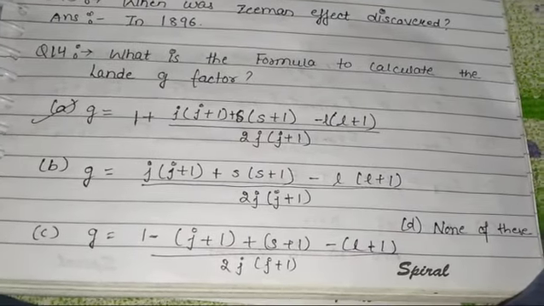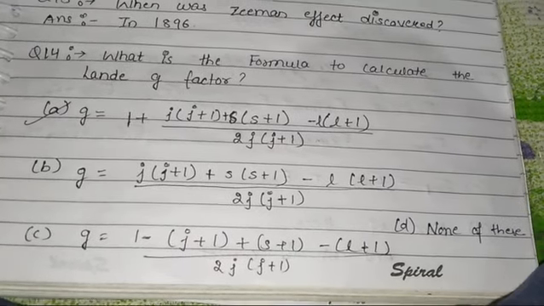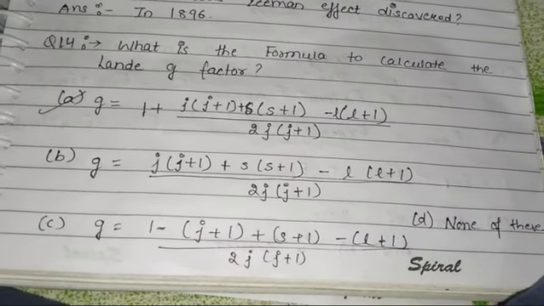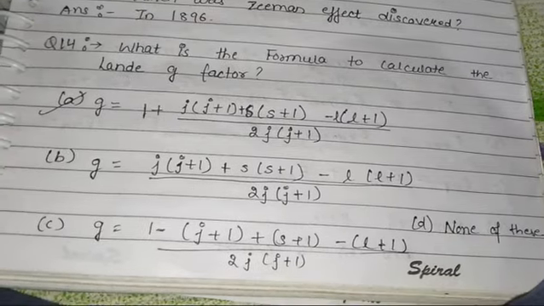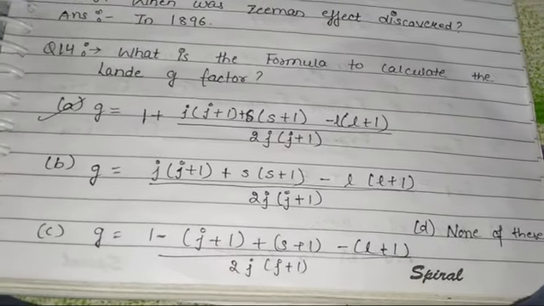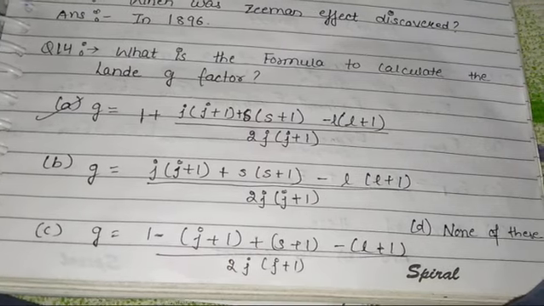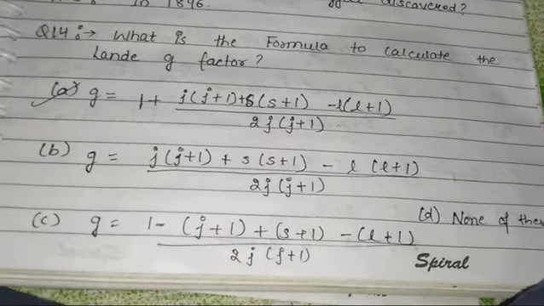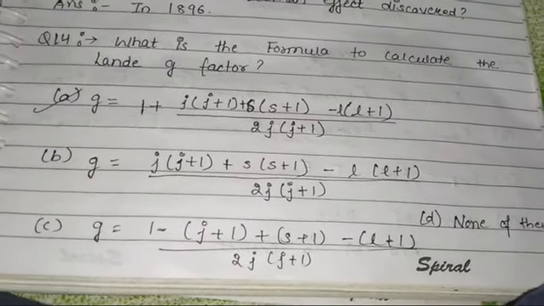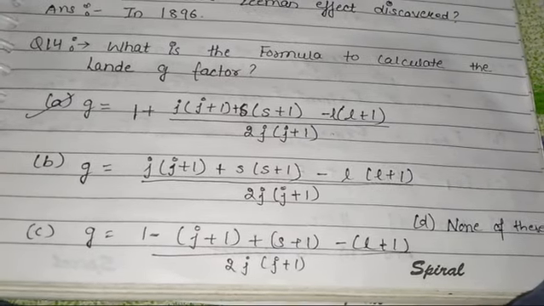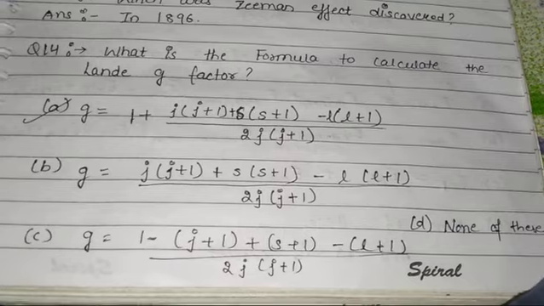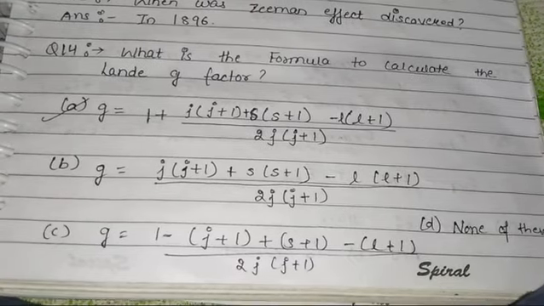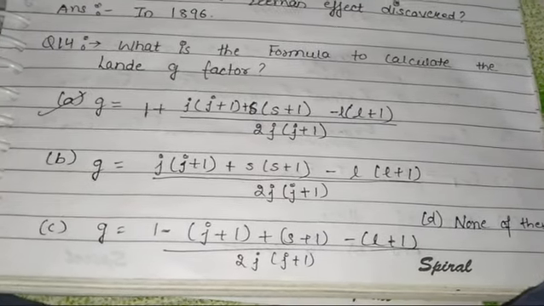Okay. Next question is question 14. What is the formula to calculate the Landé g factor? A. g is equal to 1 plus J into J plus 1 plus S into S plus 1 minus L into L plus 1 by 2J into J plus 1. B. g is equal to J into J plus 1 plus S into S plus 1 minus L into L plus 1 by 2J into J plus 1. C. 1 minus J plus 1 plus S plus 1 minus L plus 1 by 2J into J plus 1. D. None of these. So here answer A is the correct answer. This is the right formula for the Landé g factor.